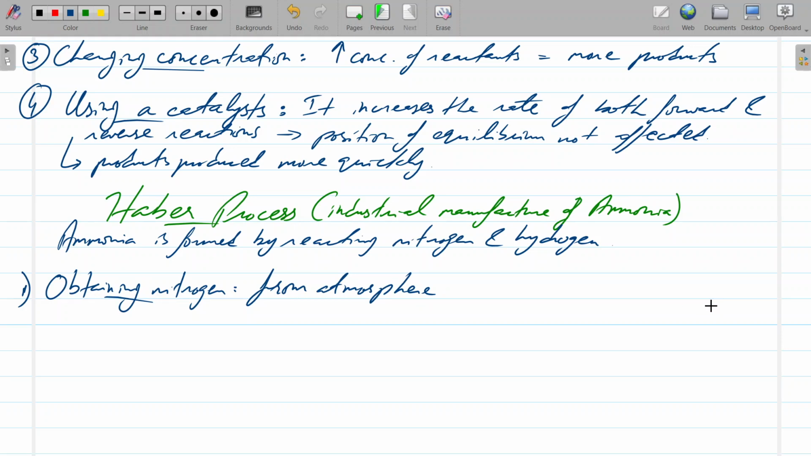Most of it is oxygen. Then you've got oxygen, carbon dioxide, nitrogen. Those are the major players, and then you've got bits of others. So you get it from the atmosphere. How? By the fractional distillation of liquid air.